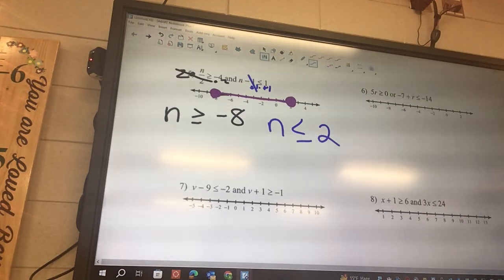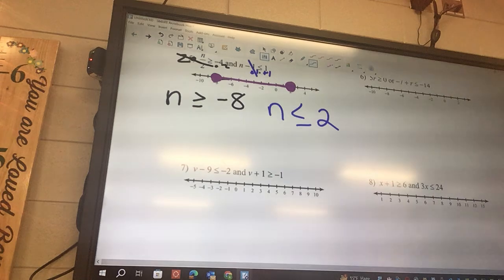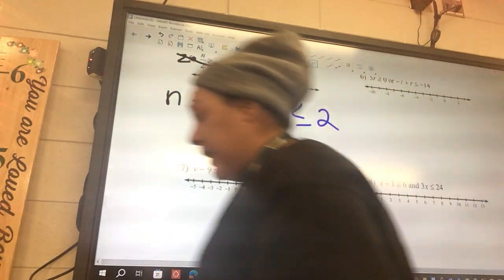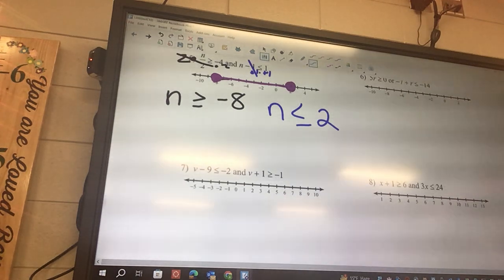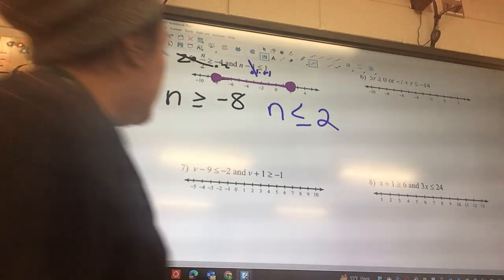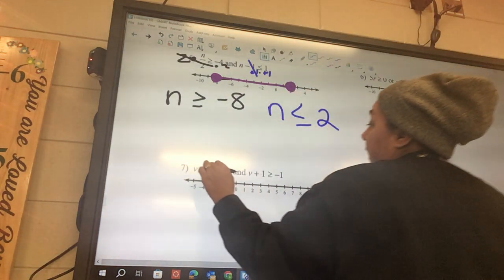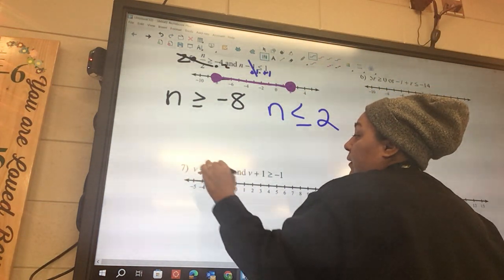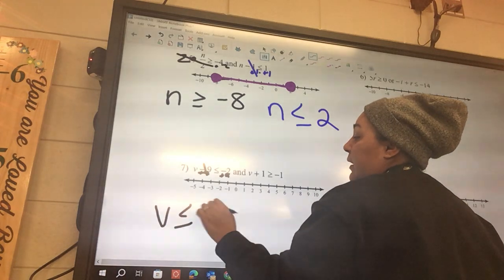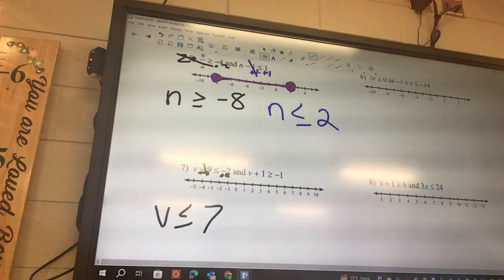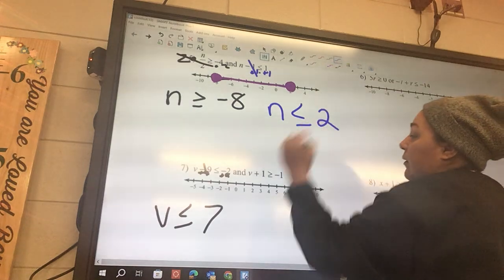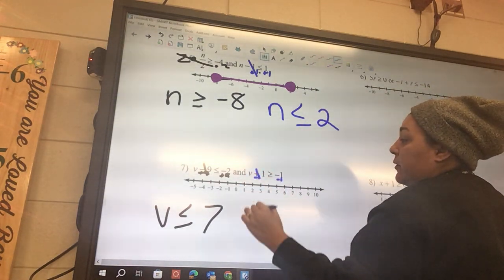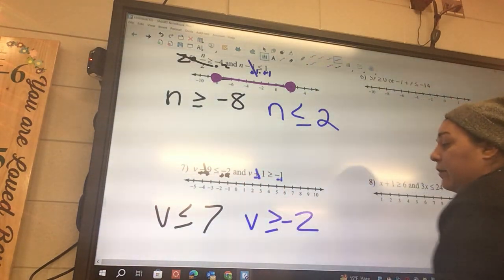Okay, and so if we look at 7, the very first one, what needs done for this first guy? Move 9. So we're going to add 9. So I'm going to get v and a 7. What about for the second one? Move the 1. So we're going to say minus 1. So I'm going to get v and a negative 2.